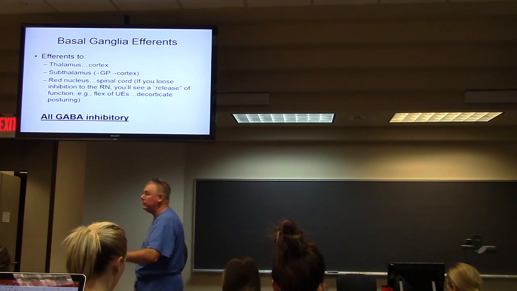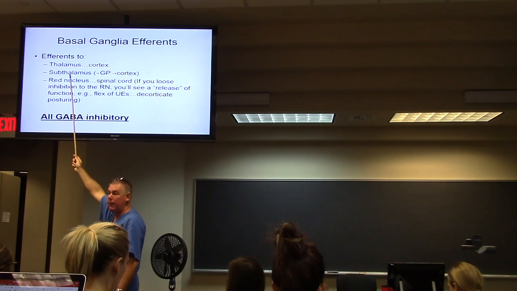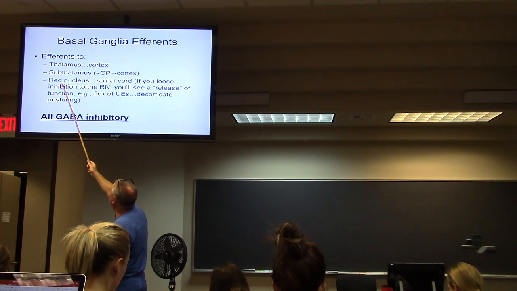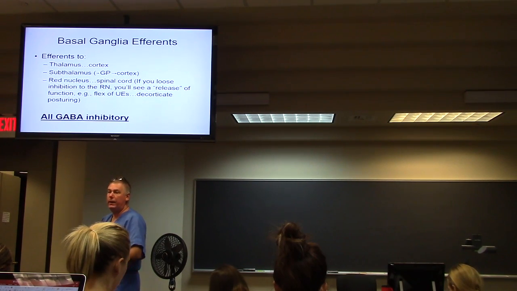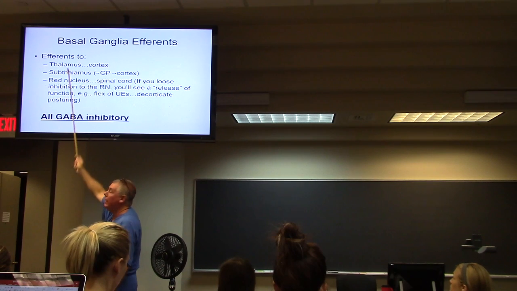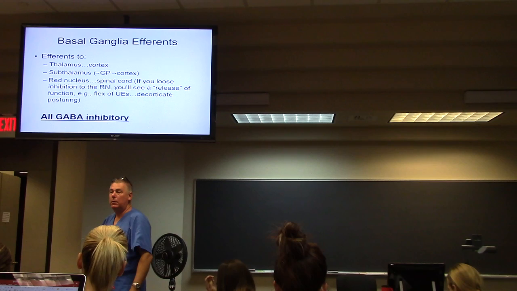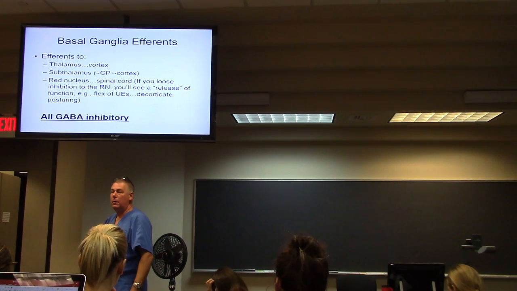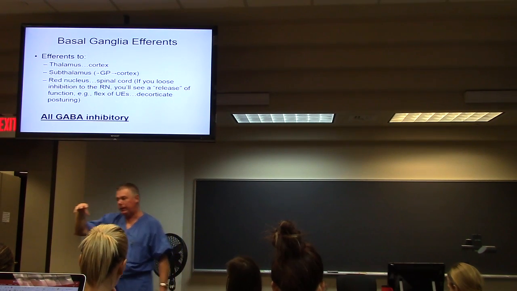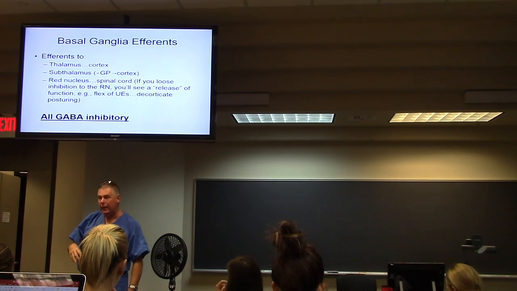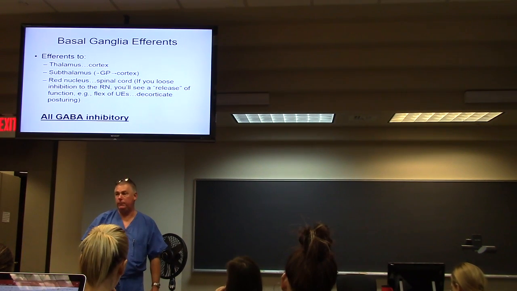So the globus pallidus projects back to the thalamus, to the subthalamic nucleus, to the red nucleus. Now, one thing let me say about the thalamic projection is that the thalamus projects back to the cortex. So you've got cortex projecting to the striatum projecting to the globus pallidus, the globus pallidus projecting back to the thalamus projecting back to the cortex.